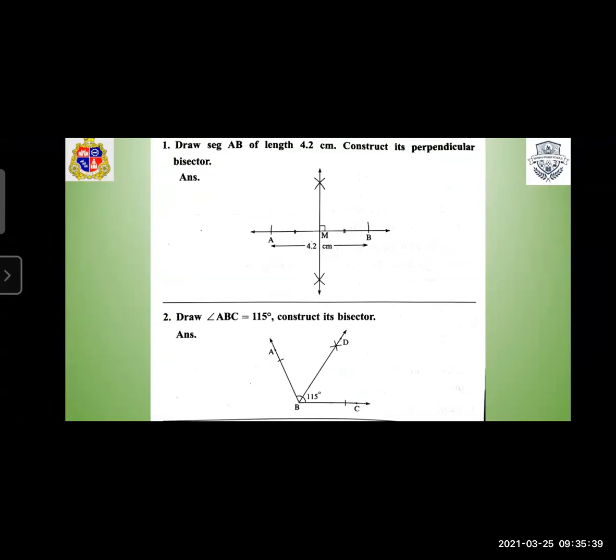For a 1 mark question, draw segment AB of length 4.2 and construct its perpendicular. First draw the line segment of 4.2, then make an arc on both sides and find the perpendicular bisector. Draw the angle of 115 degrees and bisect it.